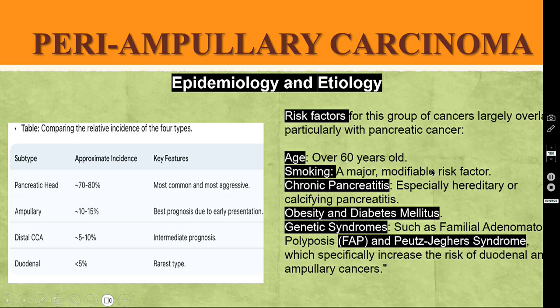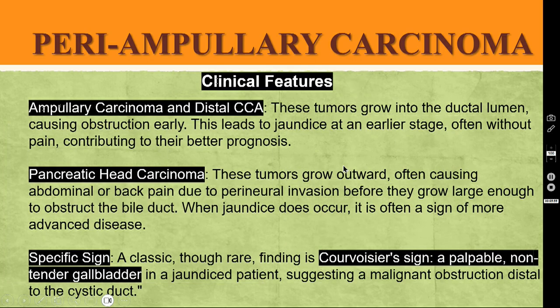The risk factors: elderly people, those who are more than 60 years old, those who are smokers, a very major modifiable risk factor. Those who have chronic pancreatitis, especially hereditary relapsing pancreatitis or calcifying pancreatitis. Obesity and diabetes, and those who have genetic syndromes like familial adenomatous polyposis or Peutz-Jeghers syndrome. These are all risk factors to develop peri-ampullary carcinoma.